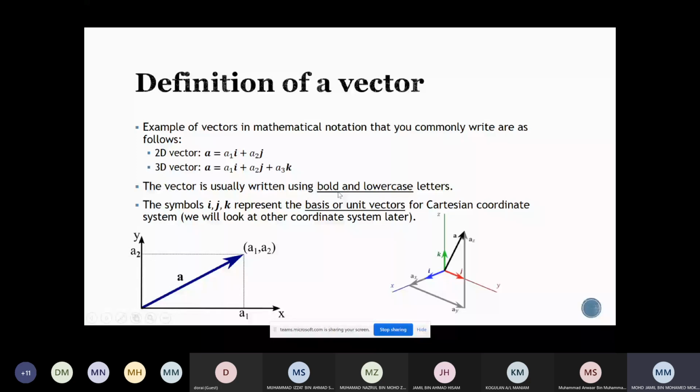So the i, j, k represent the basis or the unit vector. So later on, we will use the term basis. Okay, so basis or the unit vector for the Cartesian coordinate system. So we have i in the x direction, j in the y direction, and k in the z direction. So basis means the unit vector in a direction. Okay? Unit vector means the vector has magnitude equals 1. So basis means unit vector means magnitude equals 1 for a vector.